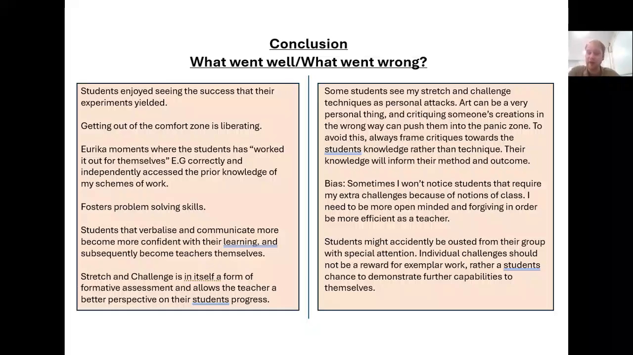And so, biases. I've talked a lot about this, but sometimes I won't know a student that requires my extra challenges because of notions of class, and I need to be more open-minded and forgiving in order to be more efficient as a teacher. That needs to be remembered by every teacher, because we all think we're the good guys and don't realize when we're not doing the right thing, when we're overlooking certain students.